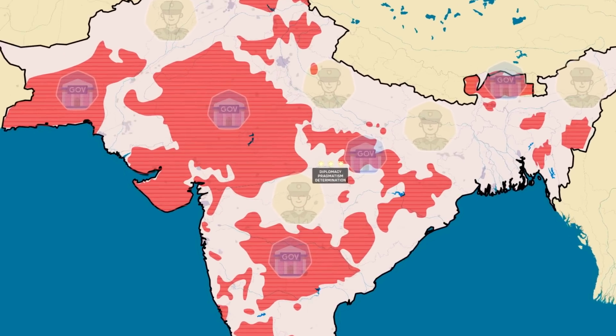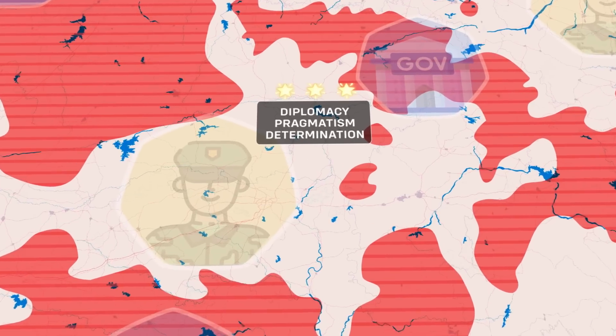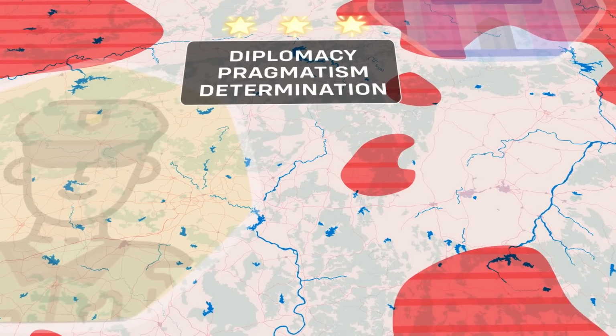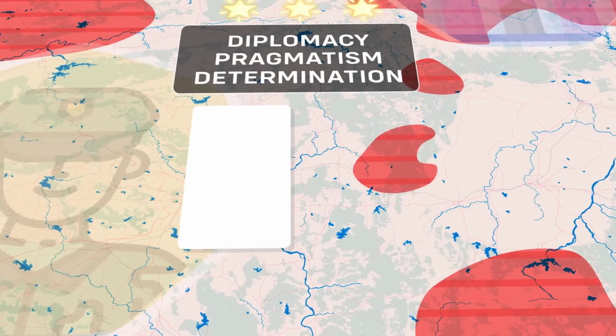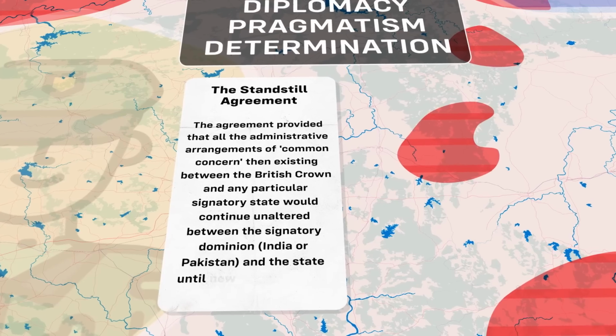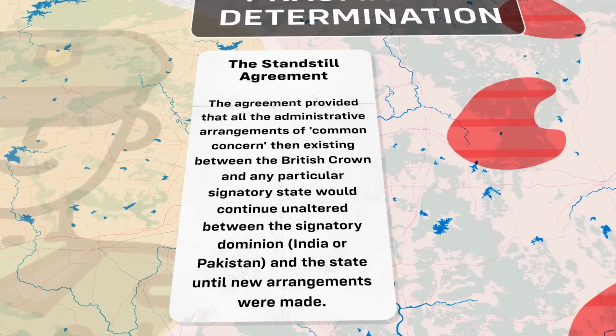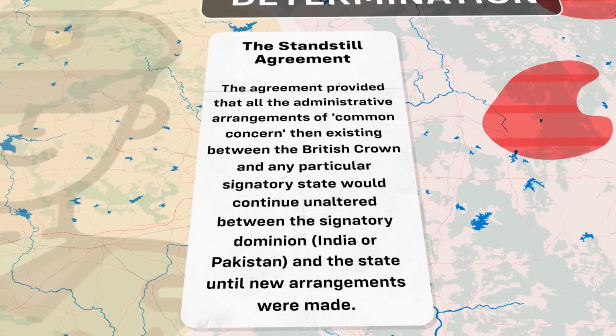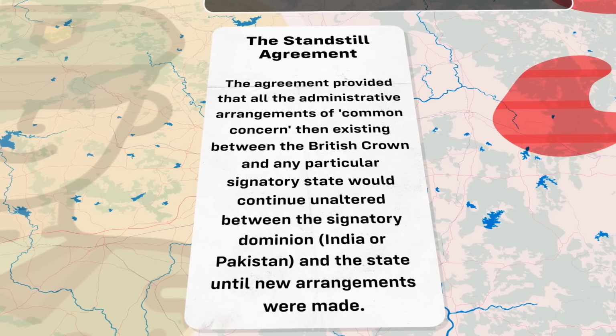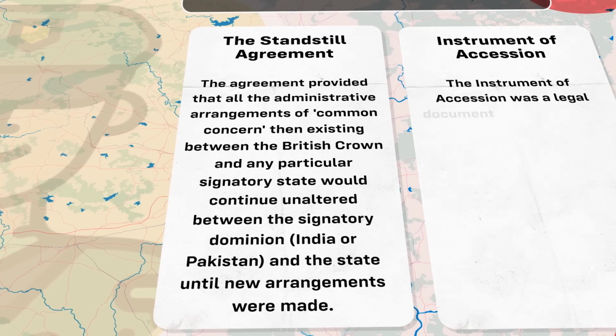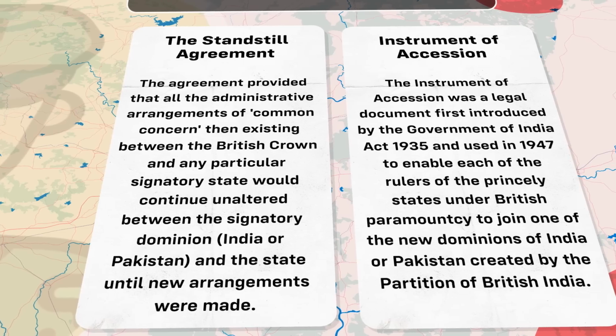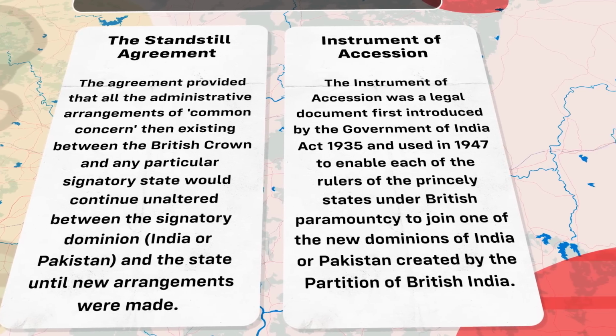Two key documents facilitated this process: the Standstill Agreement and the Instrument of Accession. The Standstill Agreement confirmed the continuation of pre-existing agreements and administrative practices between the princely states and the British government. The Instrument of Accession, on the other hand, was a formal transfer of sovereignty to India in matters of defense, external affairs, and communication.